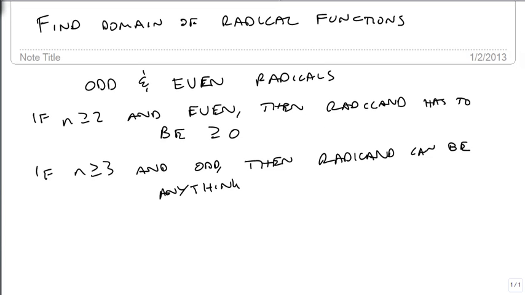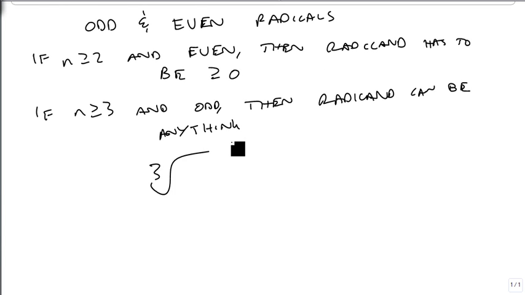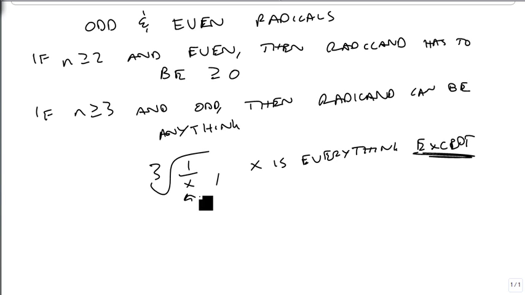If I were to look at the cube root of 1 over x, then x is everything, because it's a cube root, except 0, because x can't equal 0 here. It's in a denominator. So with that in mind, as long as there's nothing else funny going on, in a 10-10 we don't let anything else go on in our intermediate algebra class.